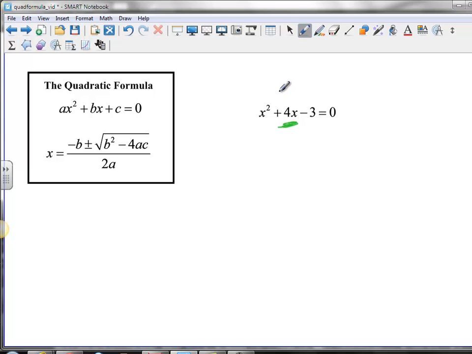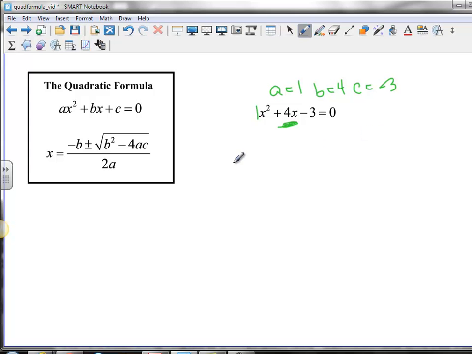So what I'm going to do is identify my a, b, and c values. a is equal to 1, because that's the number in front of the x squared term. b is equal to 4, and c is equal to negative 3. So when I identify those values, now I'm going to go ahead and plug them in over here to this quadratic formula.